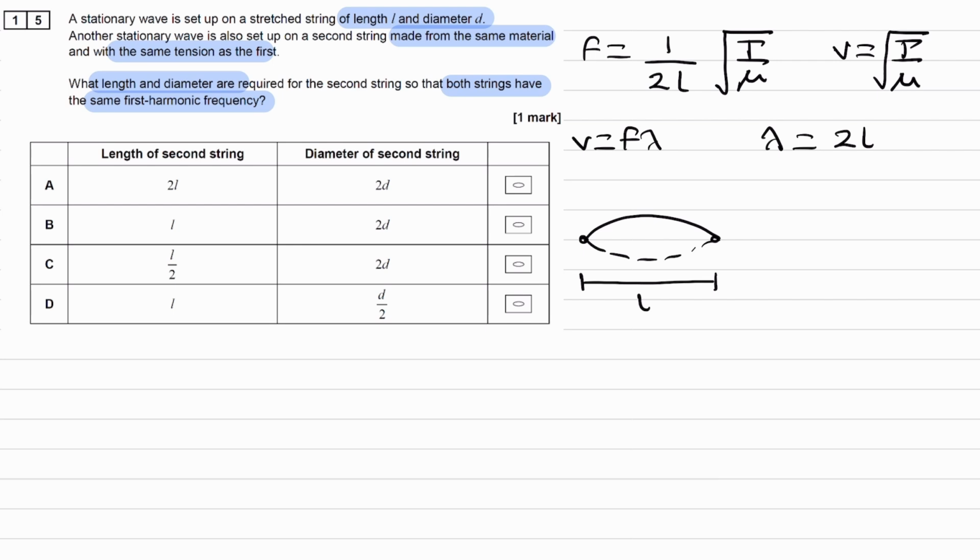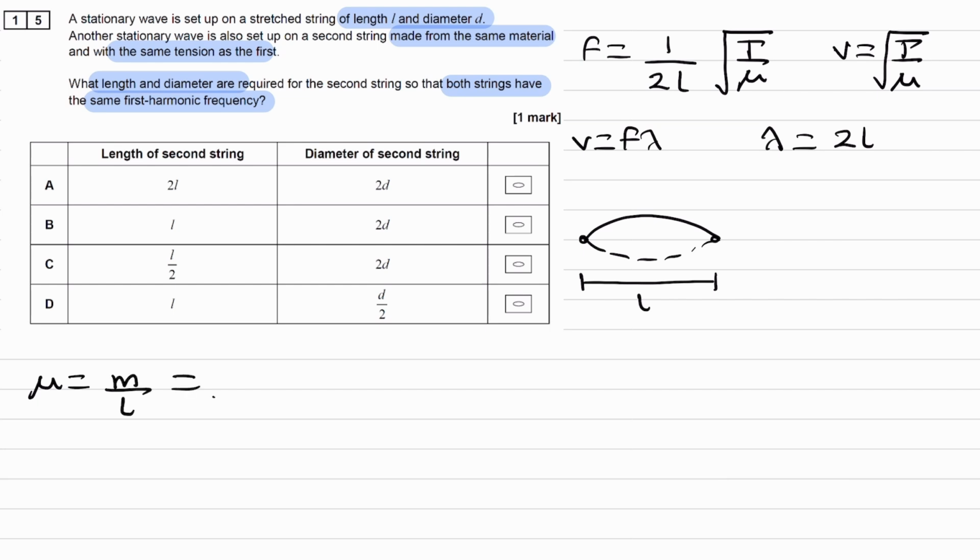Okay, so in our question, we're told that length and diameter can be changing. We have different options. We're trying to see which pair of length and diameter will have the same first harmonic frequency. We see length in our equation here, but we don't see diameter. Diameter is not in this equation, at least not directly. So we need to find a way to get diameter in there, and we can do so by considering mu, which is the mass per unit length.